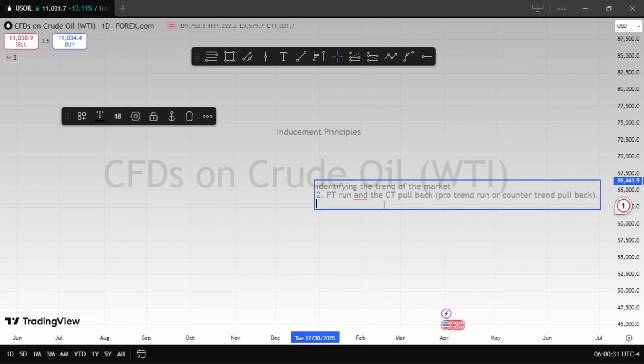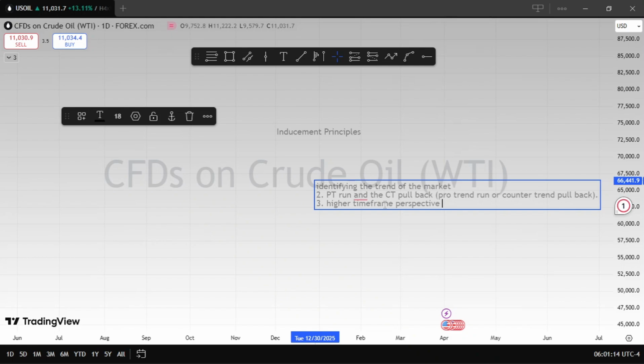Once you have identified where the market is, the range at which the market is at that point, normally what I do is I look for previous price action history on the higher time frame. So you look at the higher time frame perspective.